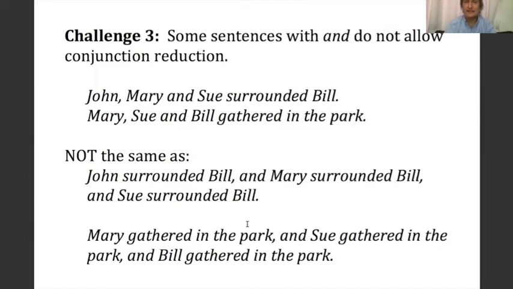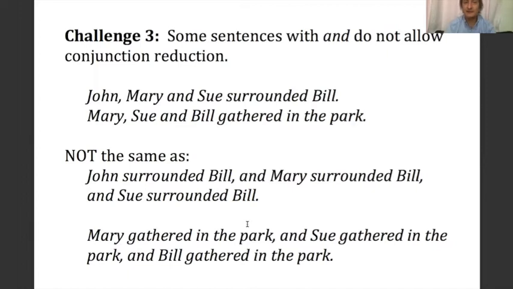These are not the same as what you would get by a conjunction reduction. You can't take the first sentence and turn it into John surrounded Bill and Mary surrounded Bill and Sue surrounded Bill. You can't take the second one and turn it into Mary gathered in the park and Sue gathered in the park and Bill gathered in the park.